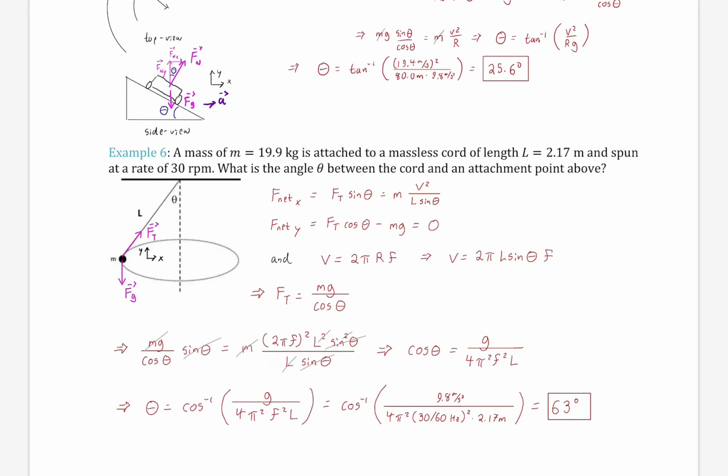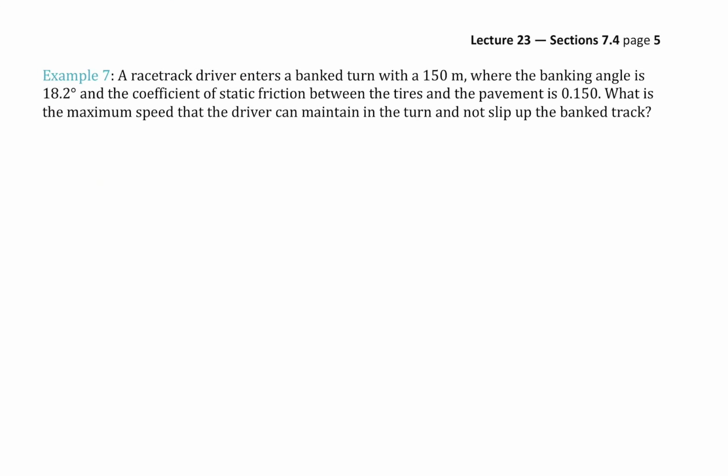Okay, so now let's do one where we combine friction and banking. A racetrack driver enters a banked turn with a 150 meter radius, so a little bit less tight turn than the 81 we saw twice, where the banking angle is 18.2 degrees. So we know the banking angle, and the coefficient of static friction is 0.15. So fairly steep banking angle, fairly slick road.